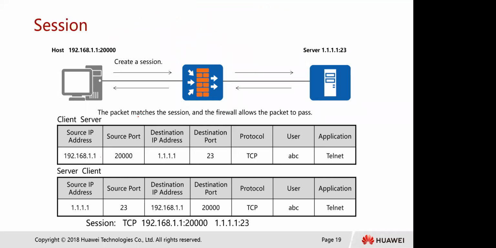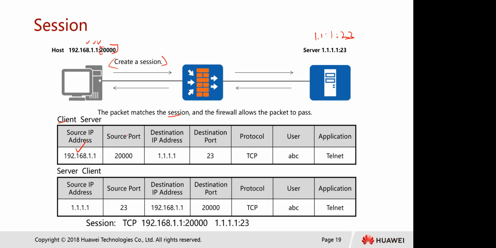Perfect. So if the packet matches the session, and the firewall allows the session to pass, then it will go ahead and create a session on our firewall. As it is storing, it will update its session and store the information that we have talked about. For the client, this is the source IP address. He's communicating from 192.168.1.1 with a port number, and is sending to server 1.1.1.1 with port number 23.